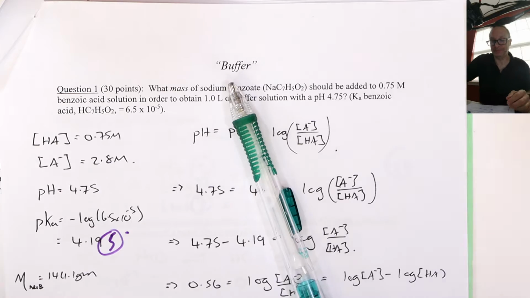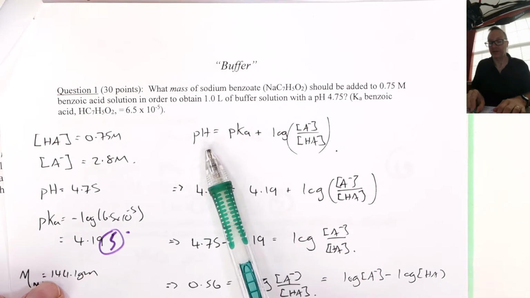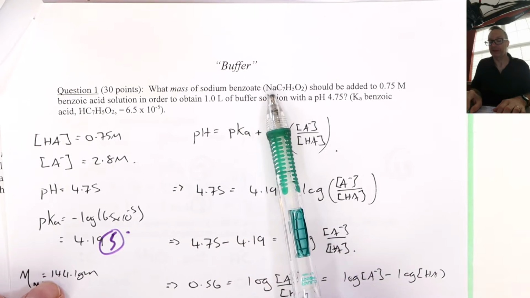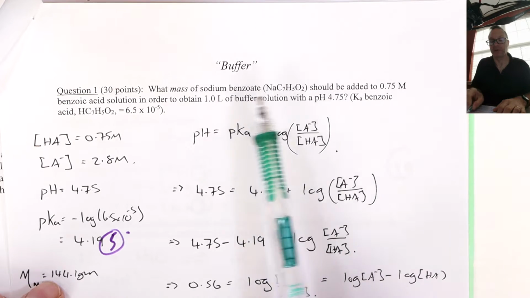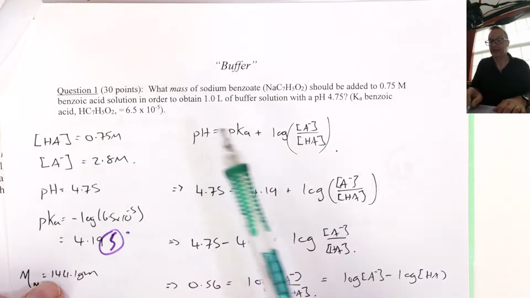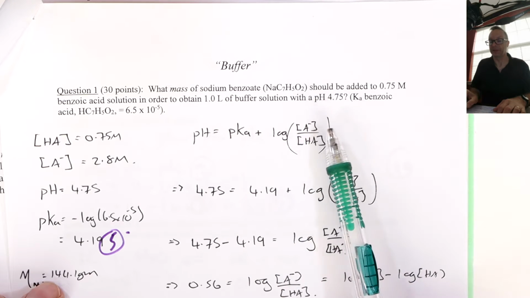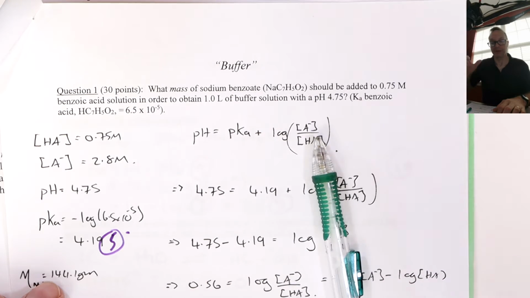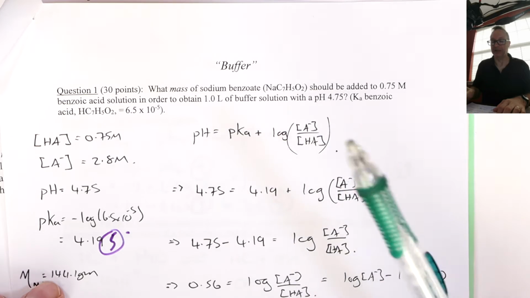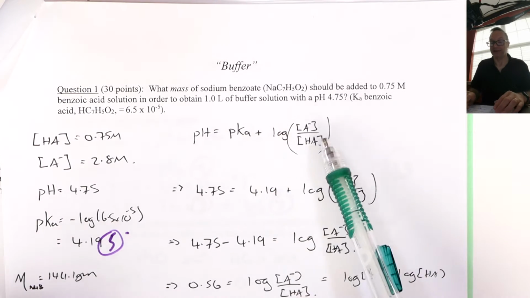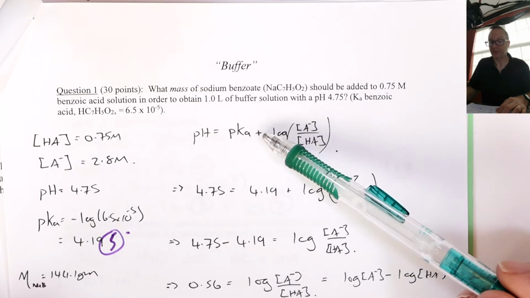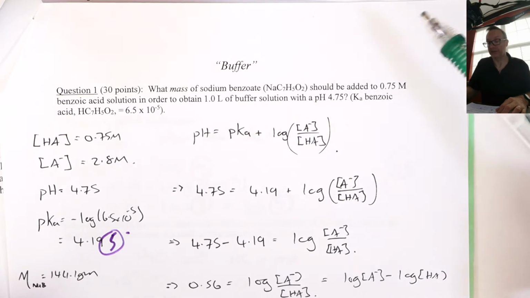All right, so there's the Henderson-Hasselbalch equation. And it says what mass of sodium benzoate, which is the conjugate, should be added to 0.75 molar of benzoic acid, which is the weak acid. And those are the features in the Henderson-Hasselbalch. So I think one or two of you have got the fraction upside down, which would change the sign. But if you use the one in the back, just use the one in the data sheet, so be careful.